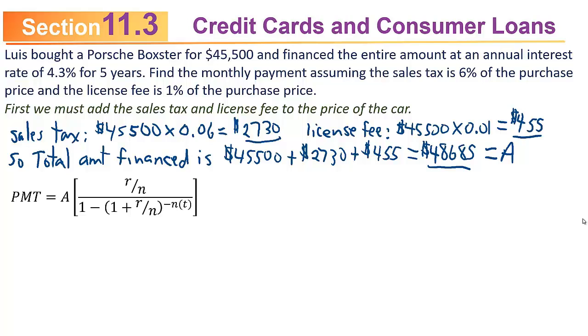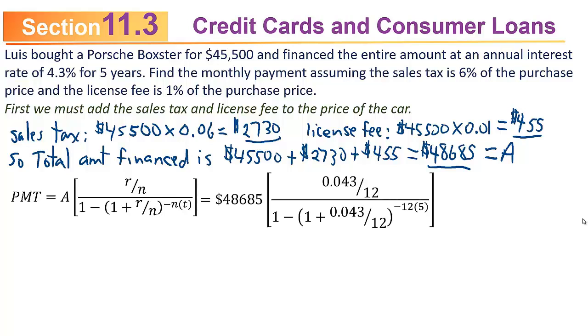And you plug in capital A is $48,685. The interest rate is 4.3%, which is 0.043. It's for 5 years, and you're doing monthly payments, so N is 12. Plug all those numbers in, and again, you want to put parentheses around the entire numerator and the entire denominator so the calculator knows exactly what order to do these operations in, and you probably also want to go ahead and multiply 12 times 5 and get 60.